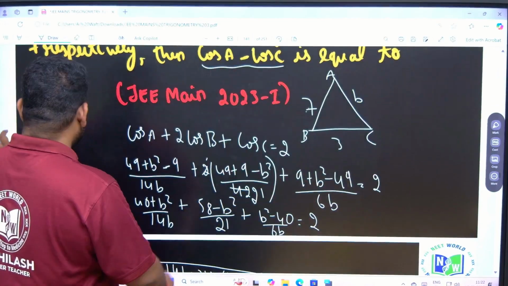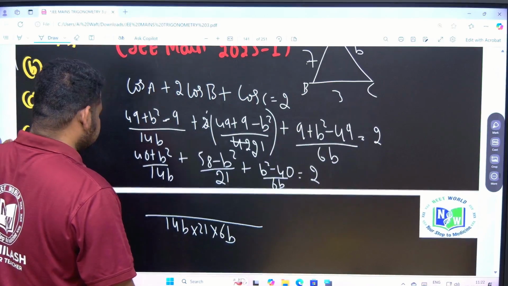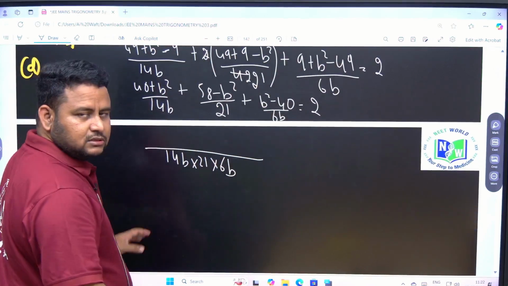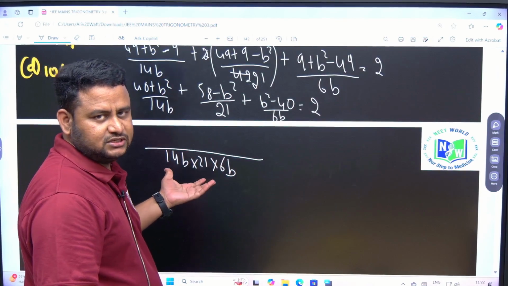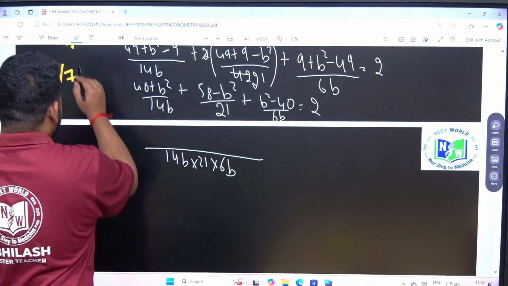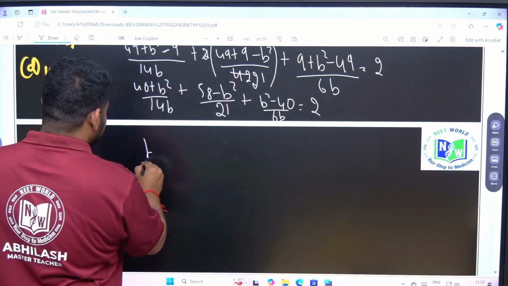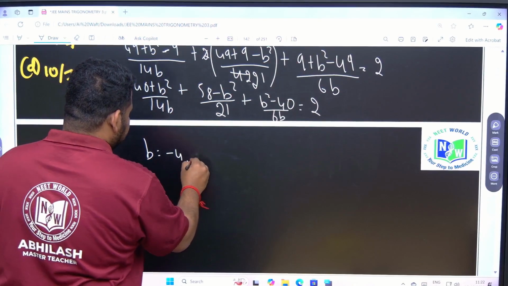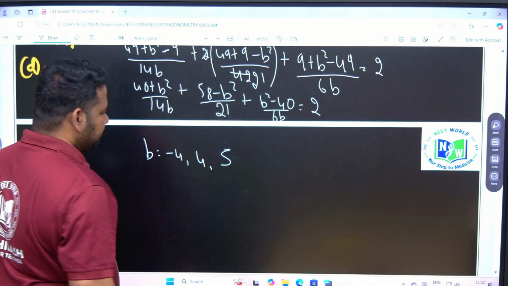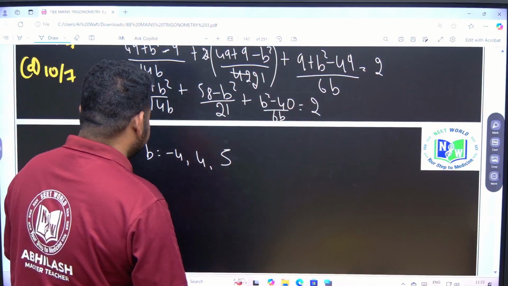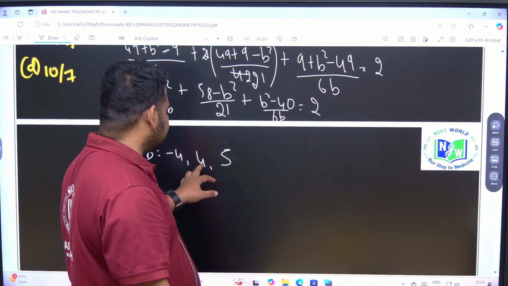After solving this, you know how to solve this. Better solve by yourself, because you should know this calculation. Your JEE students, you should know the calculation. So after solving this, you will get the value of b as equal to minus 4, 4, 5.